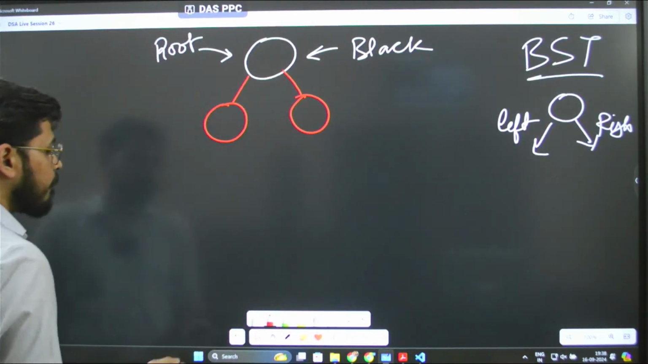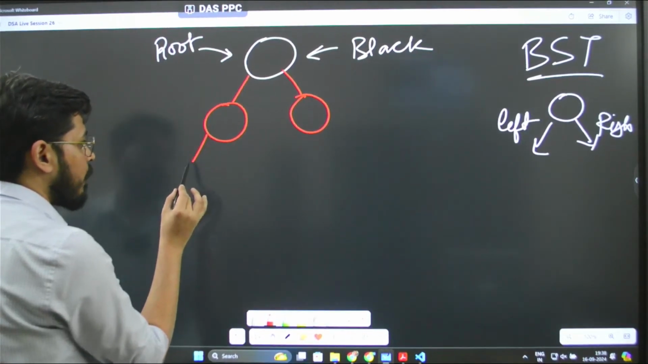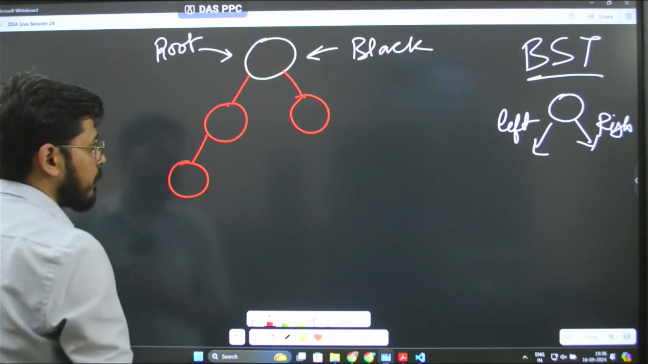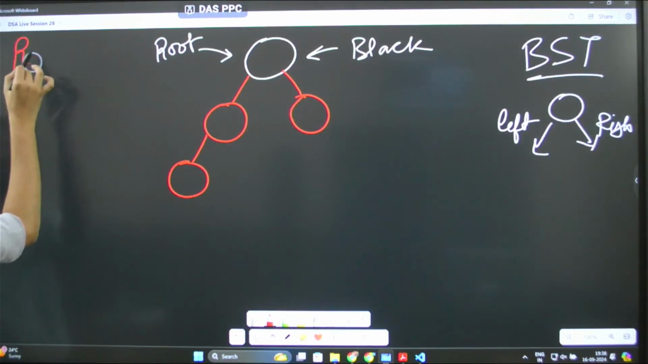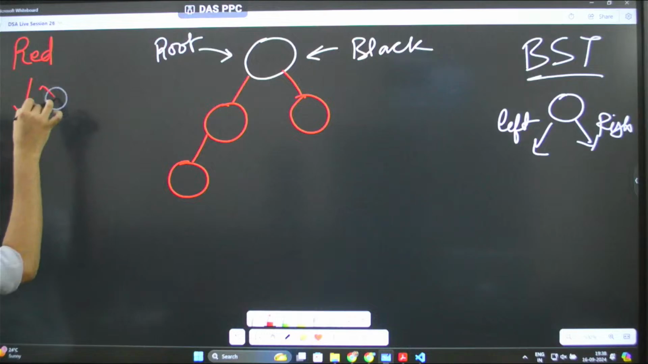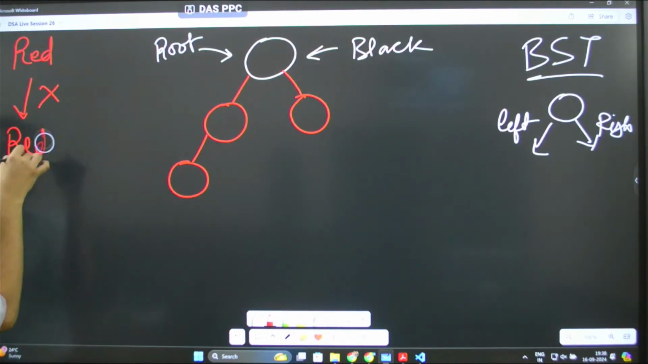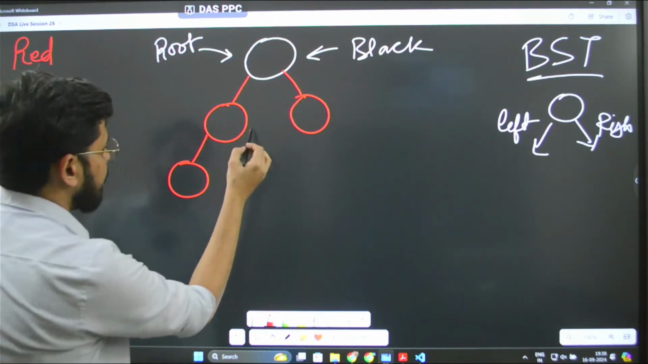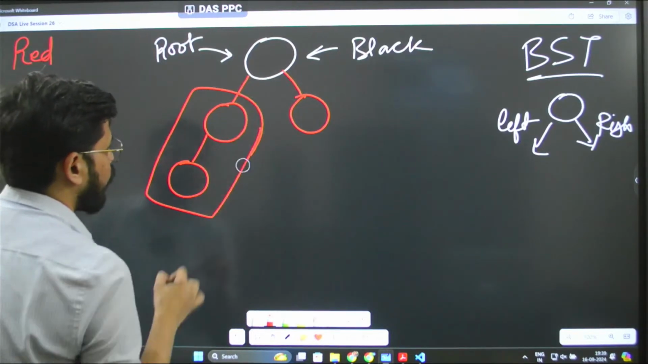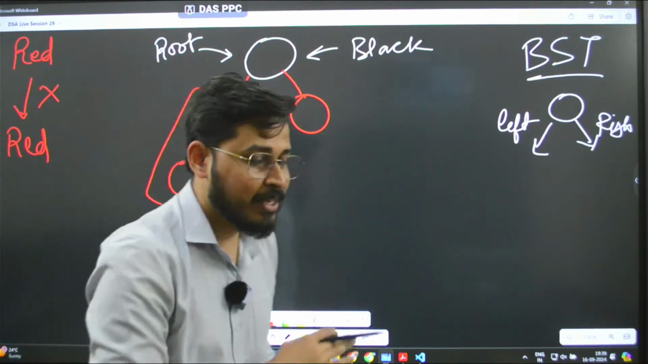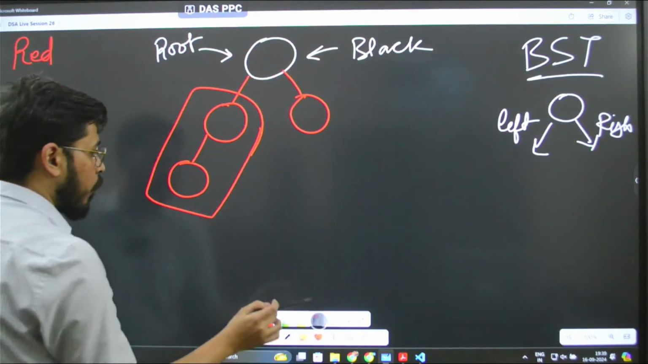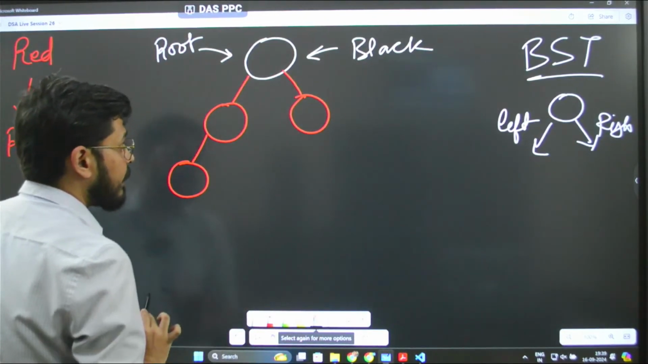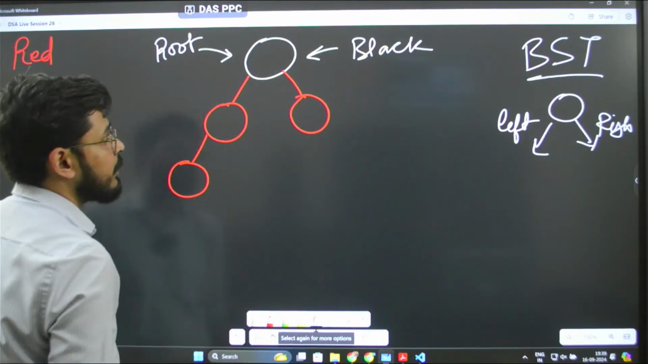Now let us say you have inserted one more node and it went right here. Now you see, red cannot have a red child. Remember this. In this case, this condition is false. This cannot happen. So what do we do about it? We will check this.